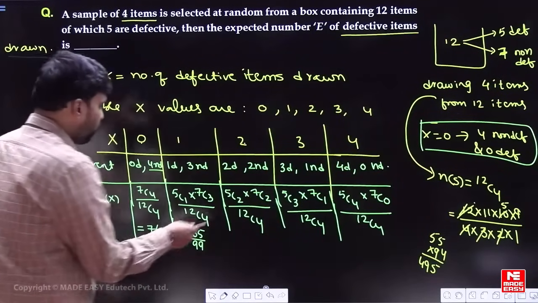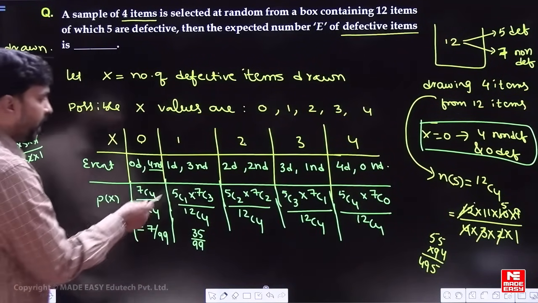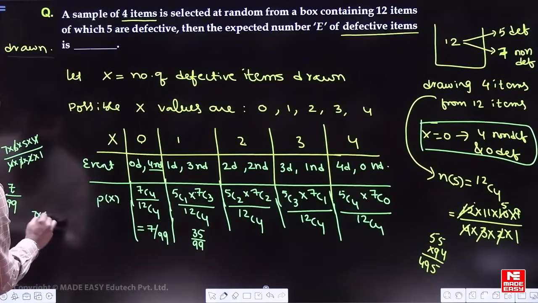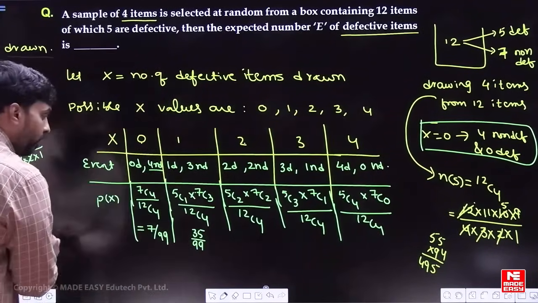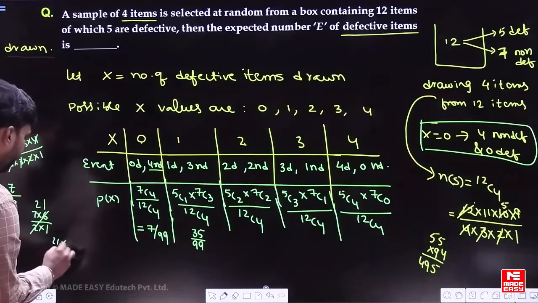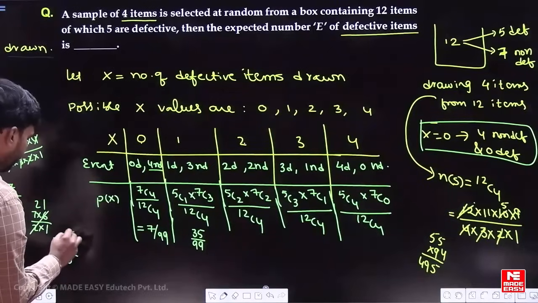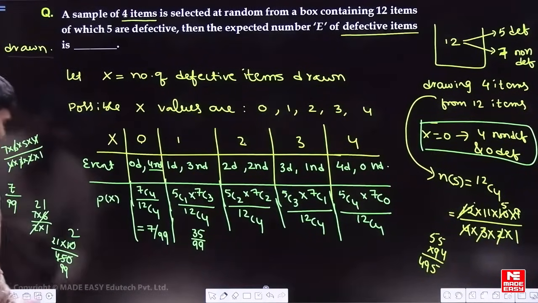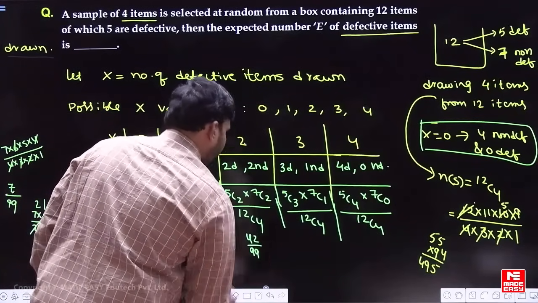So 5C2 क्या होगा? 5 into 4 by 2 into 1, it's 2, 10 होगा. So 10 and it is 7C2. So 7C2 is 7 into 6 by 2 into 1. It's 21 or not? So ये 21 है. So 21 into 10 by 495 here. So here this is 99 and this is 2. So 42 by 99. So this value is 42 by 99.